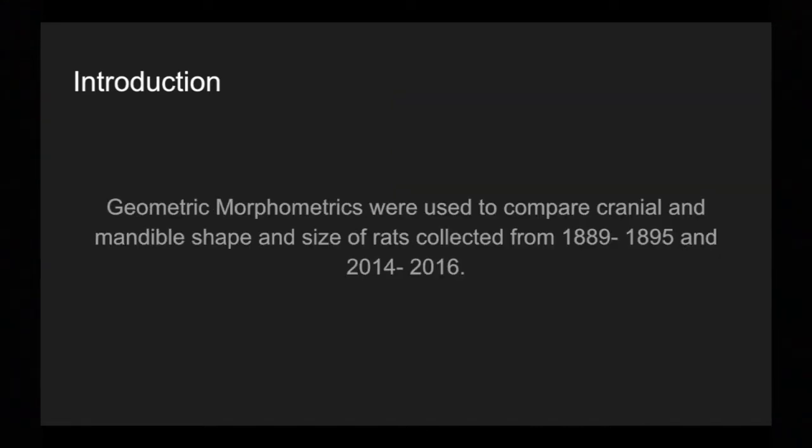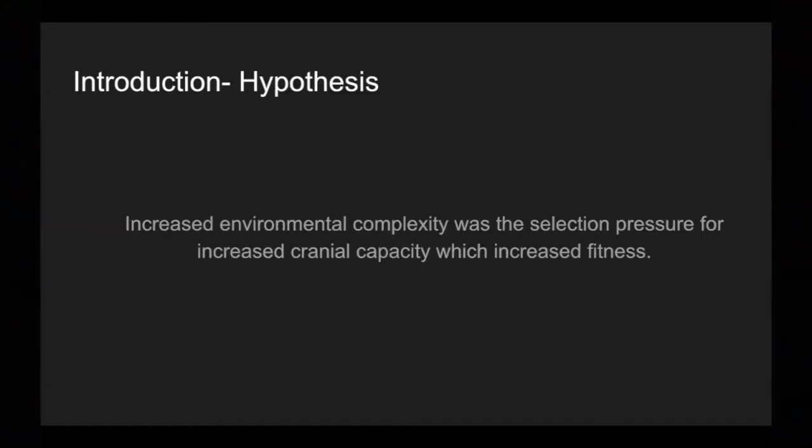To start off and explain a little on how they conducted this study, the researchers used geometric morphometrics, and they compared cranial and mandible shape and size from rats that were collected from 1889 to 1895, as well as 2014 to 2016. So what did these researchers hypothesize? Their hypothesis was increased environmental complexity was the selection pressure for increased cranial capacity, which in turn increased fitness.